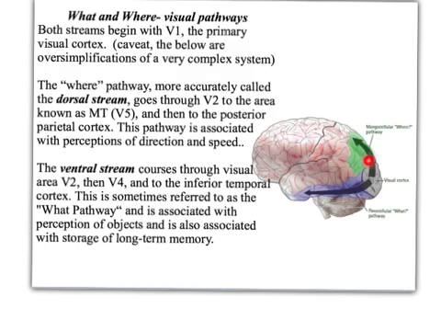So again, the dorsal stream is associated with perception of direction and speed. The ventral stream is associated with perception of objects and is associated with long-term memory.